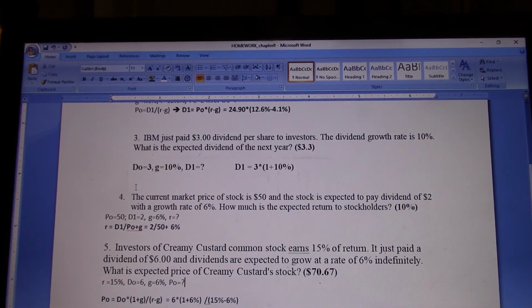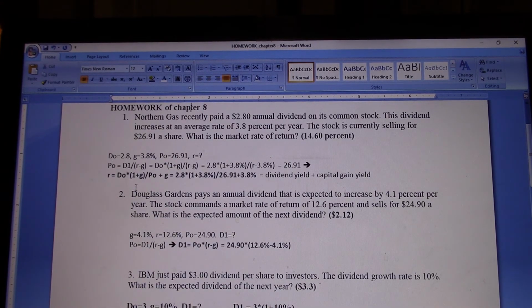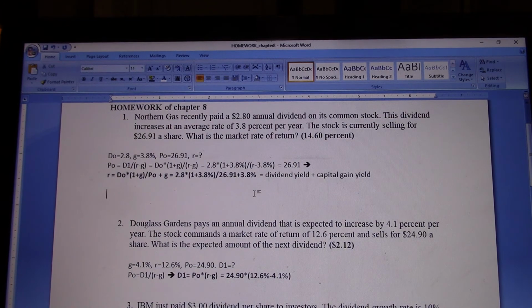So this is the help for this homework. In the quiz, there are a couple of questions asking you, for example, how much is the capital gain yield? How much is the dividend yield? Let's use this example to calculate the capital gain yield and dividend yield.